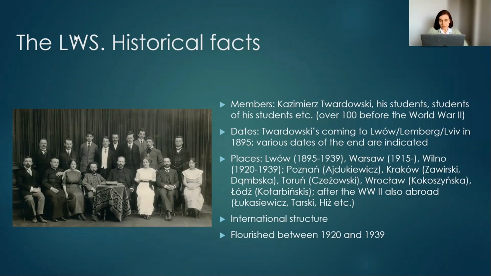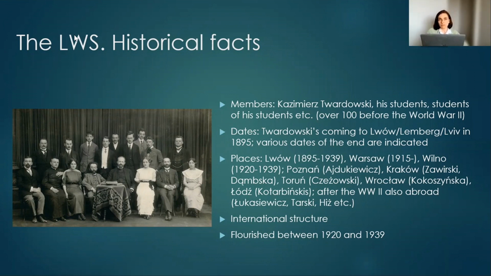And also after the Second World War, there were some places abroad, because some members of the school had to emigrate. Tarski, of course, emigrated just before the war. Jan Łukasiewicz emigrated at the end of the war. Henryk Hiż emigrated to Australia. So there were also some small centers of logic and philosophy in emigration. Like I said, the school had an international structure because there were people of various origin in the school.